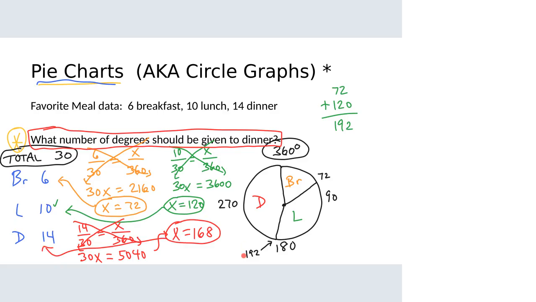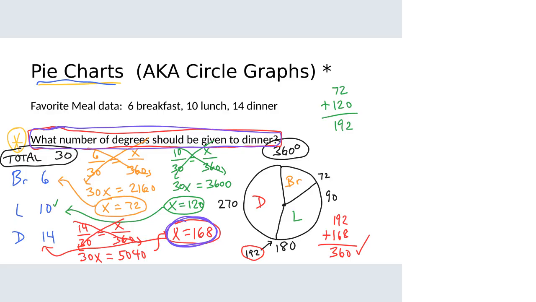Just to make sure, we start at 192. If I were at 192 and I added 168 to that, sure enough, that lands at 360, so I feel really good about my answer. And so, sometimes it can get lost in all of that, but what we were doing here was, what number of degrees should be given to dinner? Our answer to that question was 168.